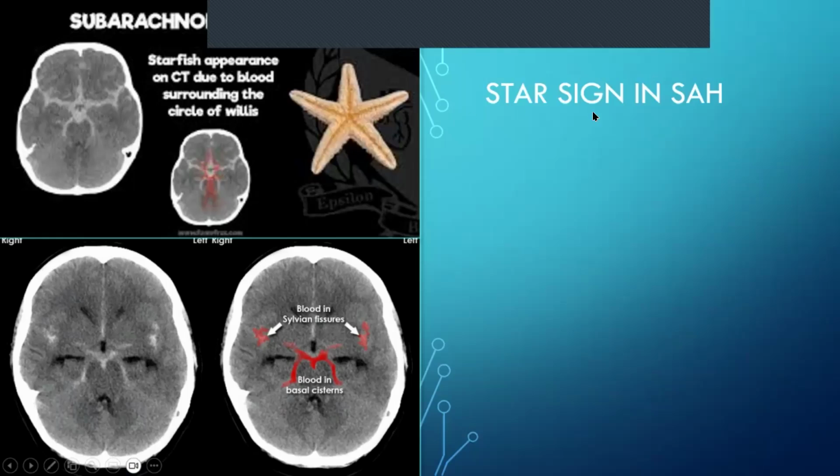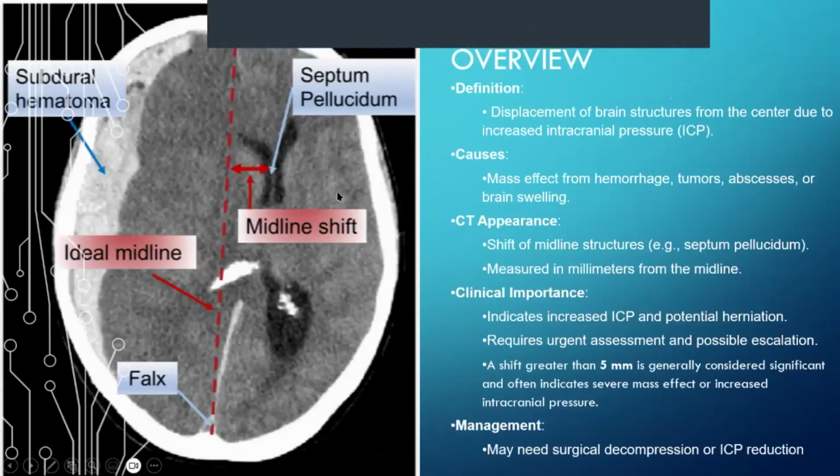So this is the star sign in subarachnoid hemorrhages. It's this starfish appearance on CT due to large amounts of blood in the areas of the basal cisterns and surrounding the circle of Willis as well. So this is quite an ominous sign. If you do see it, you should not ignore it. All right. So that's one of the things that you need to look out for.